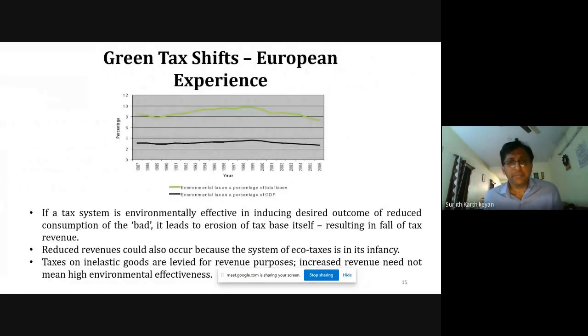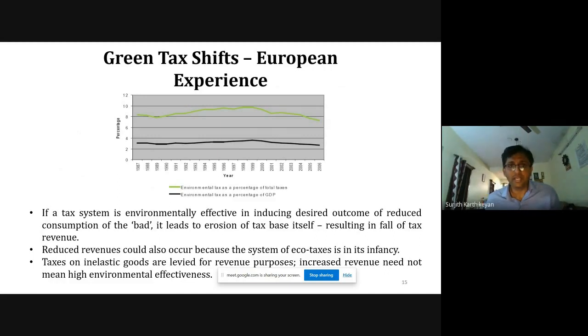So there might be a perception that when we implement eco tax, it may result in inflationary tendency. Means the general price will increase. So this is the international experience I'm explaining. The green tax, there is a green line, there is a blue line.